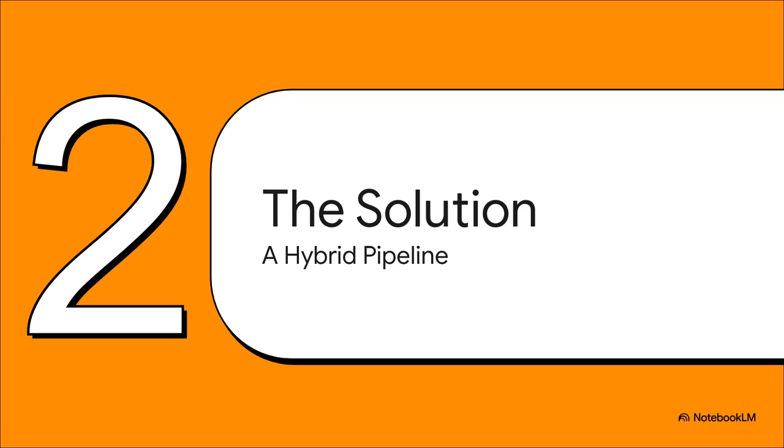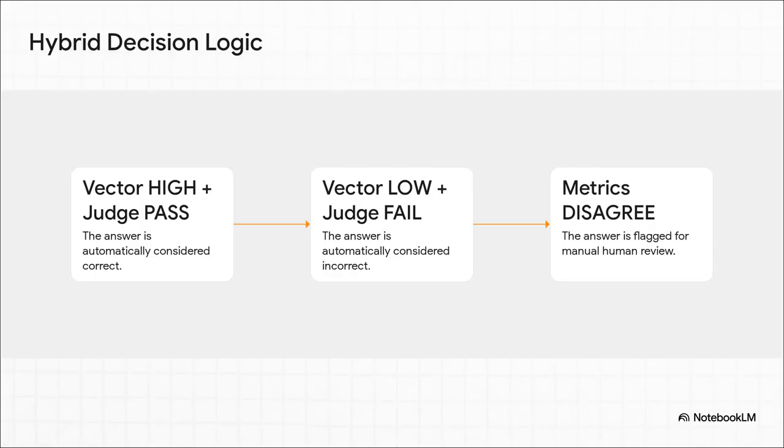You combine them. You build a hybrid pipeline that uses the strengths of each method to cancel out the weaknesses of the other. It's actually a pretty elegant solution. And the logic here is really clever. First, you run both tests on every answer. Now, if they both agree, if they both say pass, or they both say fail, great, you can trust that result and automate it. But the magic, the real secret sauce, is when they disagree. That's your signal. That specific case where one passes and the other fails, that's what you flag for a human to review. This cuts down your manual work like crazy while catching all those tricky edge cases.